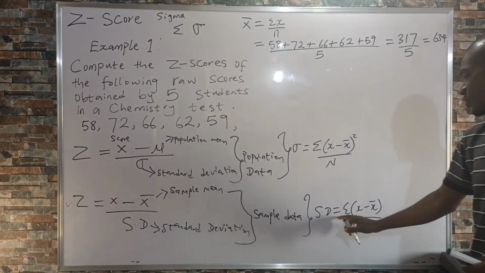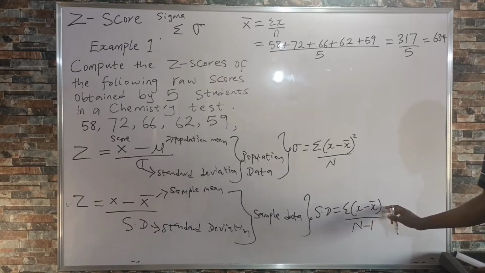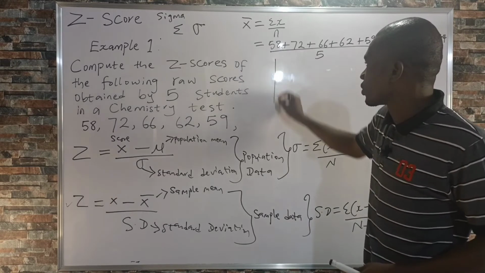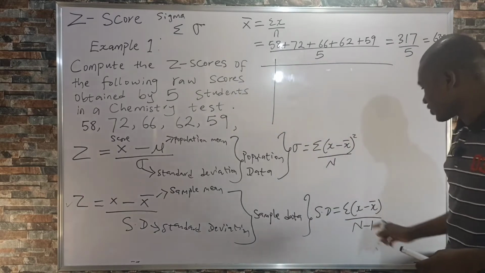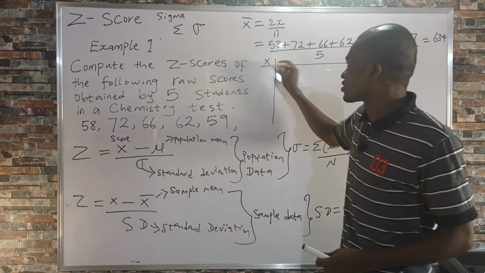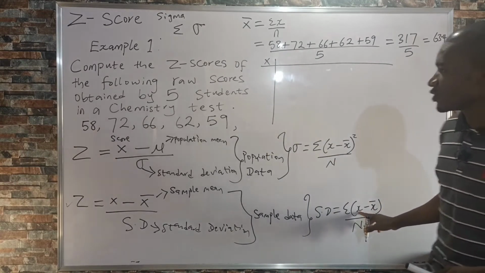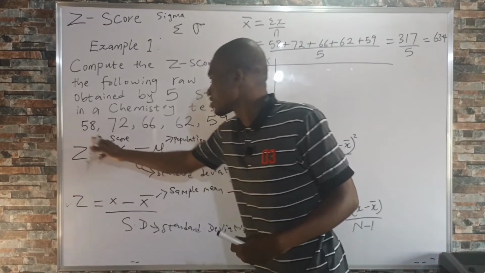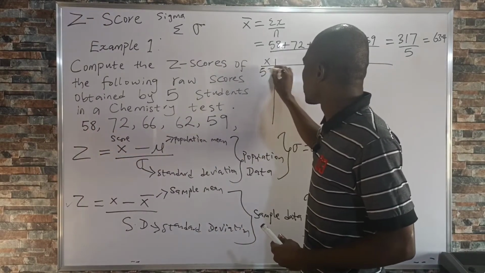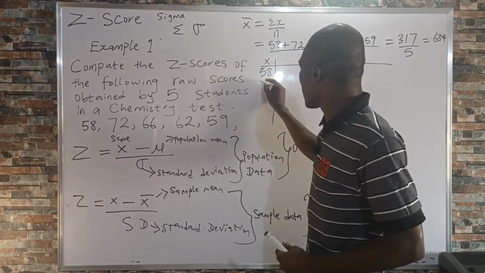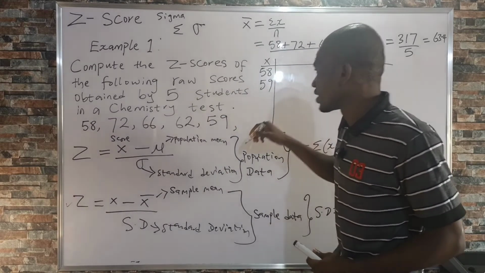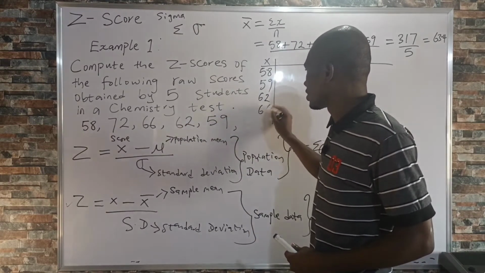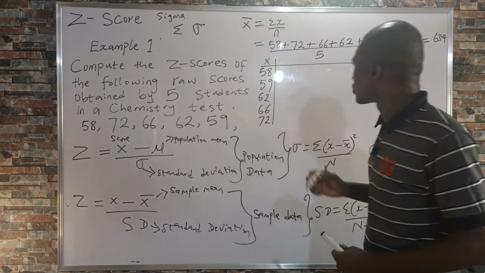The formula for standard deviation is the square root of the summation of x minus x-bar, all squared, over n minus 1. To make it more convenient, we shall draw a table. The first column of the table is our x, which is our individual scores. Let me arrange these scores in ascending order, that is from the smallest to the biggest. I have 58 first, followed by 59, 62, 66, and 72.